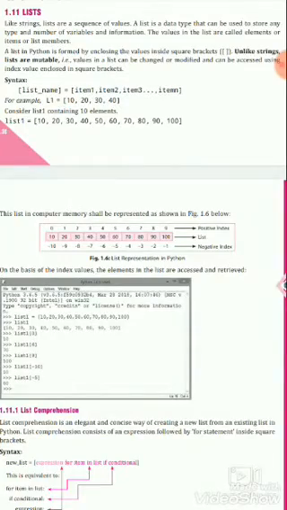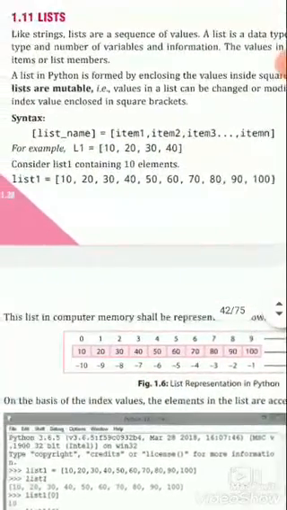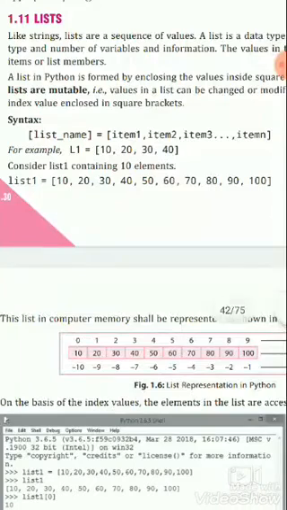So here we can see how we define a list. First the list name, then the assignment operator, and after that square brackets, and in the square brackets the items or elements of the list. For example, L1 is the list name, and in brackets 10, 20, 30, 40 are the members of the list.